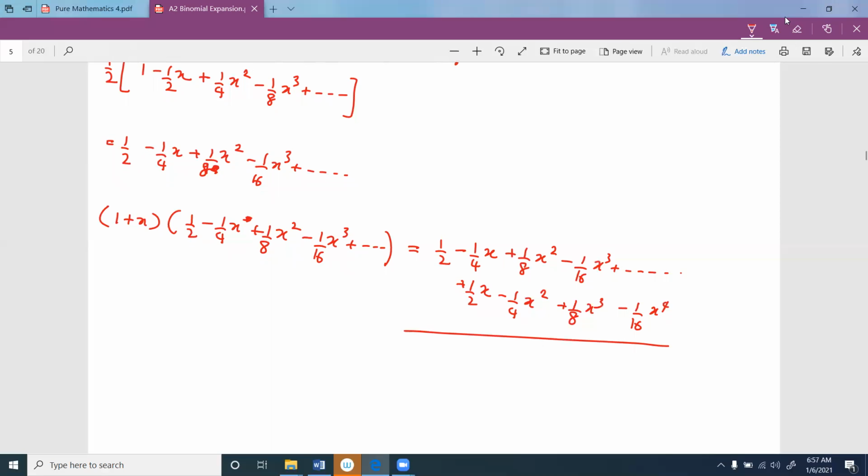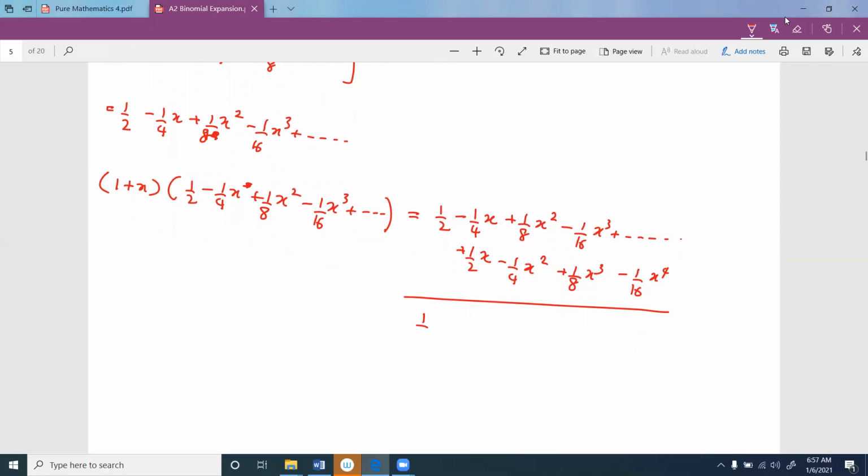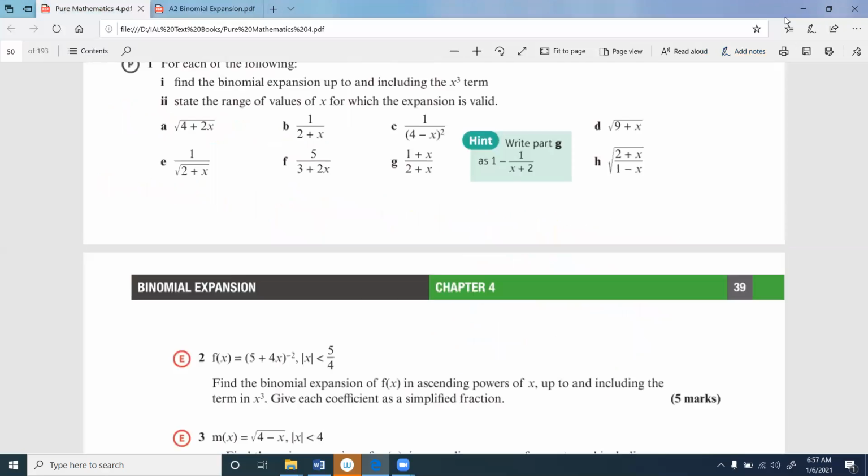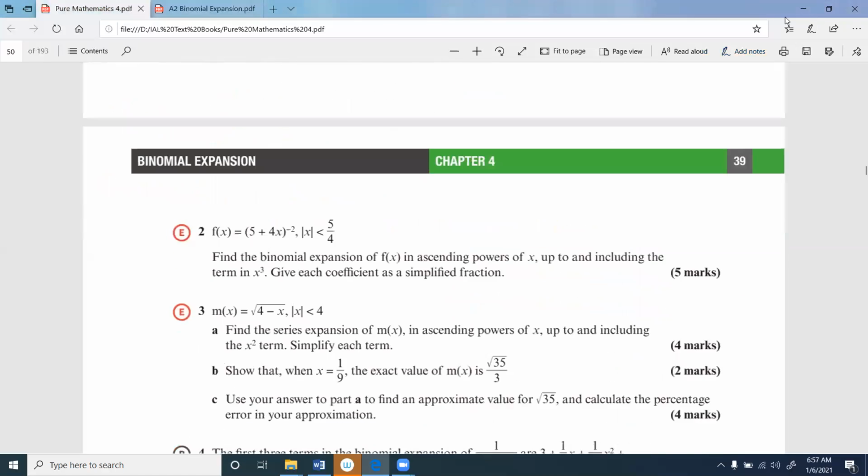Then if you just do this, it's done: 1 over 2. Minus 1 over 4 plus 1 over 2 is 1 over 4x. Then 1 over 8 minus this is minus 1 over 8x squared, plus 1 over 16x to the power 3, minus 1 over 16x to the power 4. That's it, it comes like that. So that is the way of getting this answer. Hopefully you can understand how we did this kind of question, so you should be able to do this kind of situation as well. The same technique you can apply for the rest of it.